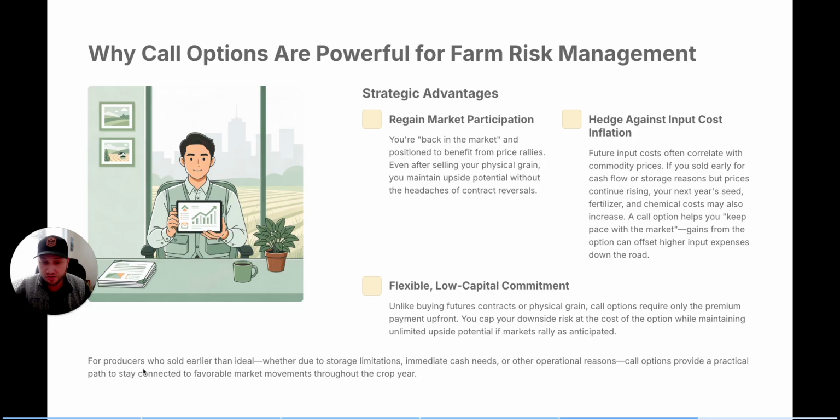So for producers who sold earlier than ideal, whether due to storage limitations, immediate cash needs, or other operational reasons, the call option will provide a practical path to stay connected to favorable market movements throughout the crop year. And that is really key, to stay connected to favorable market movements.